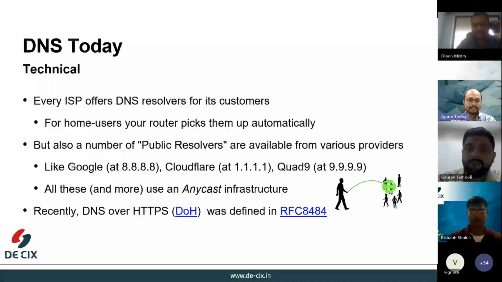Recently, DNS over HTTPS was also defined, and yes, HTTPS is the same protocol that you use for browsing the internet. And the idea behind it is not a better user experience, basically, but moreover, control for the people who are supplying the DNS to you.